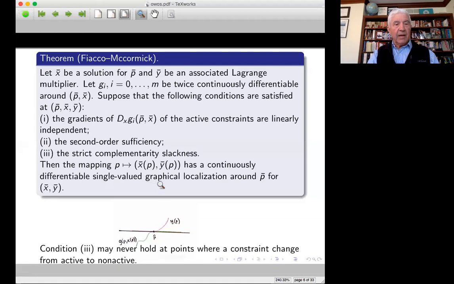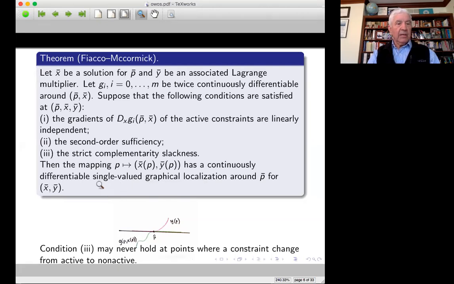bar. Okay, please remember now, when I'm using this concept, graphical localization, I mean the following: you have a mapping, you have the graph of the mapping, and then we take a particular point in the graph and we make a neighborhood of this point, and then forget about everything outside this neighborhood, just consider what's happening in the neighborhood. And if in this neighborhood the mapping looks like a function, then we talk about it being single valued, then we talk about graphical localization of this mapping.